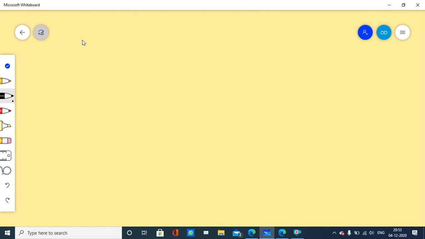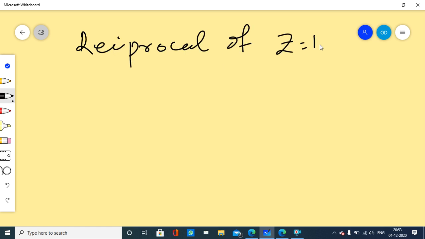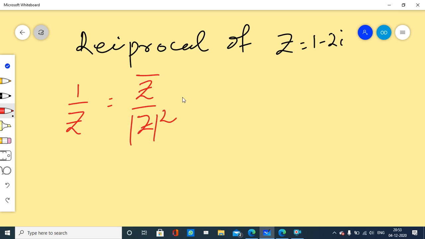Suppose I want you to find the reciprocal. You can directly apply the formula. Find the reciprocal of z equal to 1 minus 2i. You know that the reciprocal of z is 1 by z, and the formula is z conjugate by the square of mod z. Or you can do 1 by 1 minus 2i, multiply the conjugate of the denominator on the top and the bottom, and you will get the correct answer, just like we did. But here you are going to apply the direct formula.